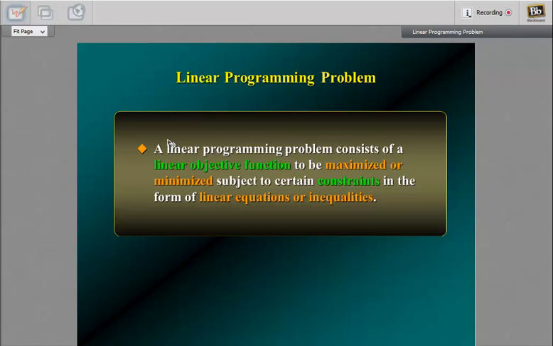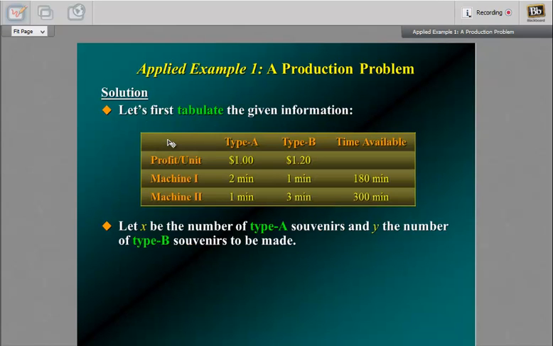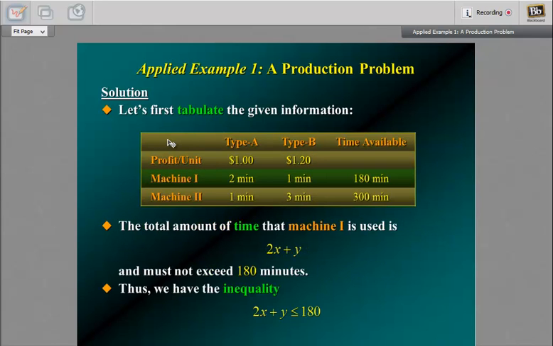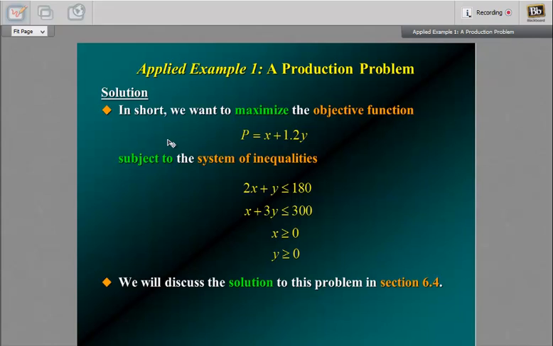There is a definition of the linear programming problem, and some examples are given. You will read these examples, and the data of each example is given. This is the first example: we want to maximize the objective function subject to the system of inequalities, and we will discuss the solution of this problem. This is example number one.